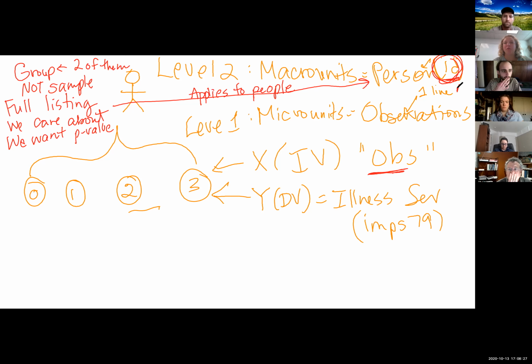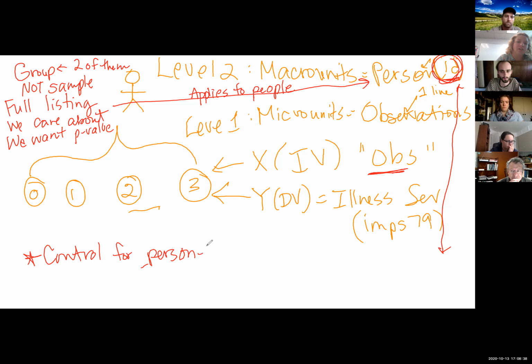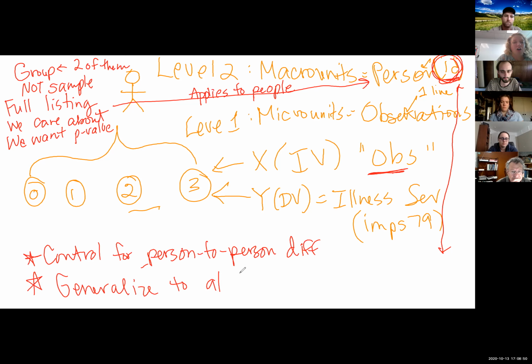We want to control for person-to-person differences so that we can generalize to all similar people.